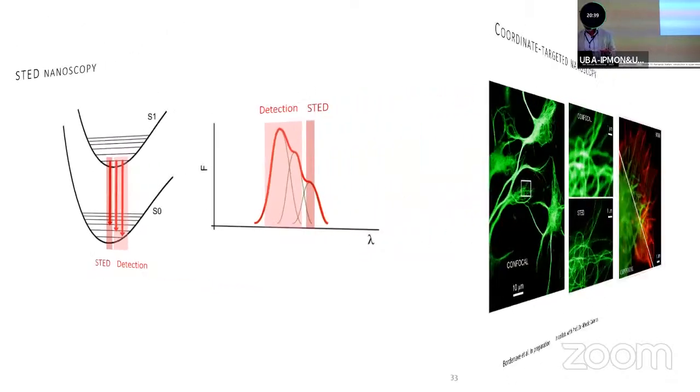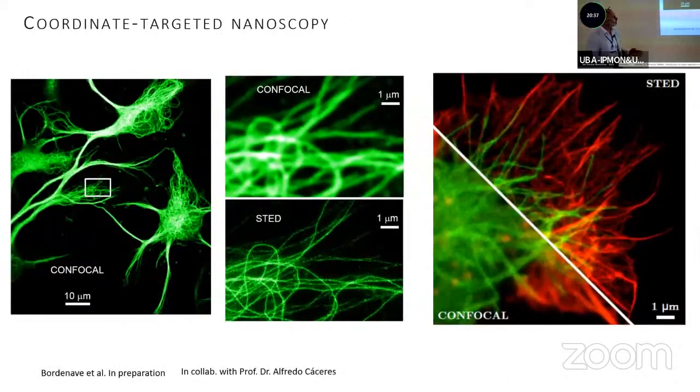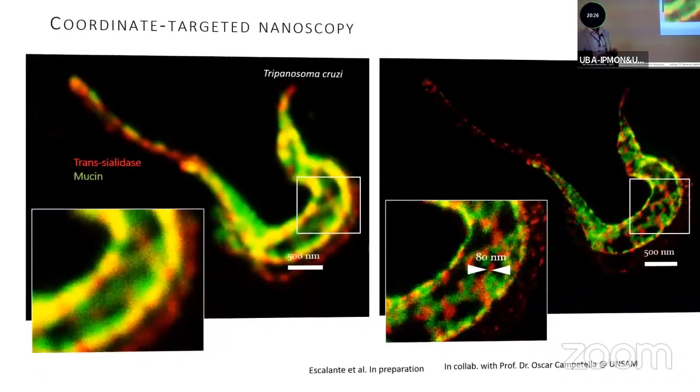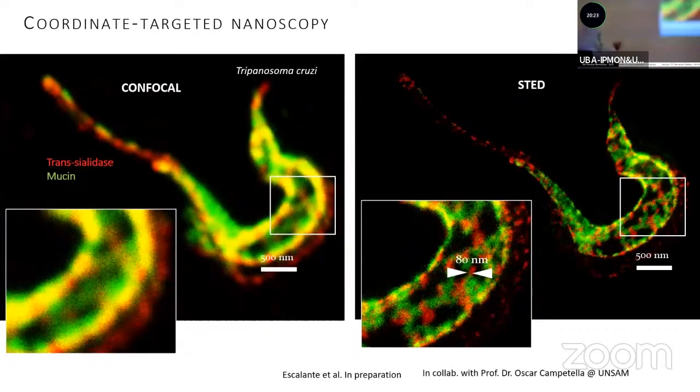Okay, so here you see some examples. So this really works. I showed you some already. Here you see some more. You can do it in 2 colors, in different ways, by spectral multiplexing, by lifetime multiplexing. Here you see another example from our lab in a trypanosoma cruzi, a system that we study.